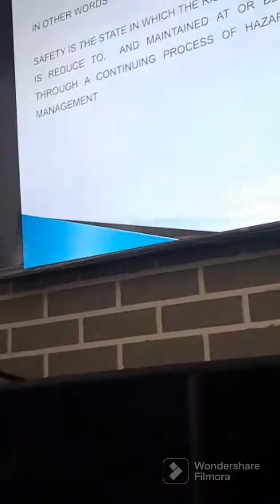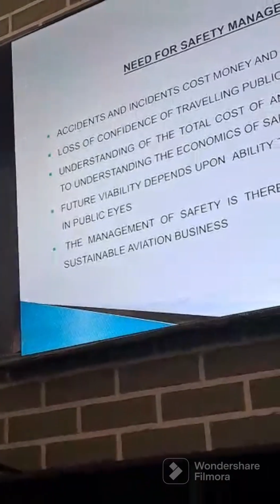If you have failed to identify the hazard, if you have failed to assess your risk, it means that your safety SMS or manual is useless. It's of no use. It's just a book lying on the table or desk somewhere. That's all. So hazard identification and evaluation of that risk is most important. Then you will be able to keep a safe attitude.